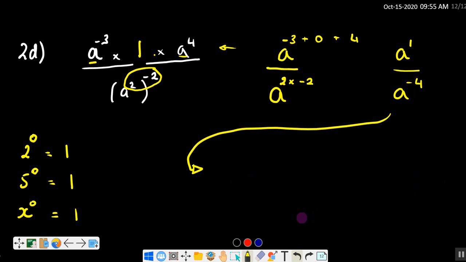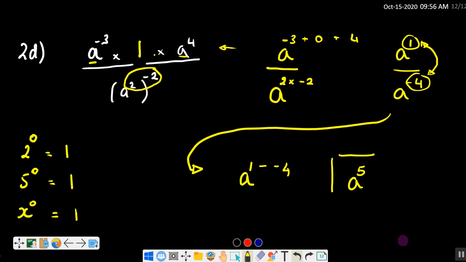So you've got division. So it becomes a to the power of? What do you do when it's division? You don't divide, you subtract. So 1 subtract -4. So you end up with a to the power of 5. That's your answer. All of that simplified down to that. No calculators necessary.